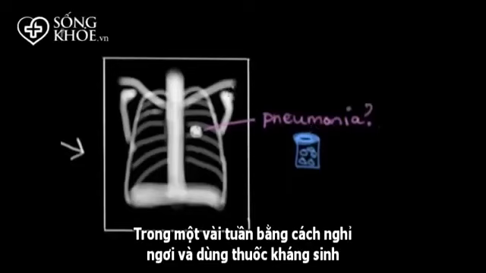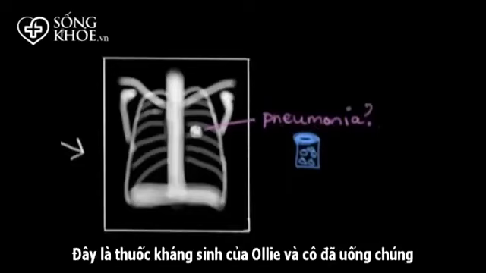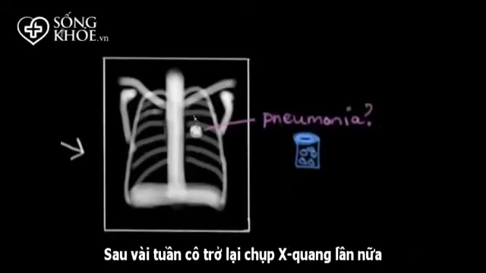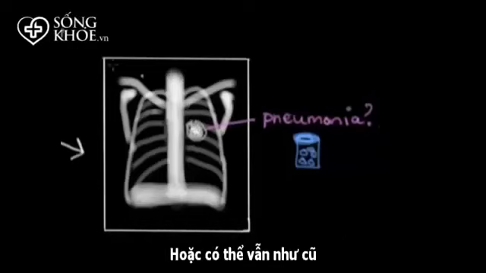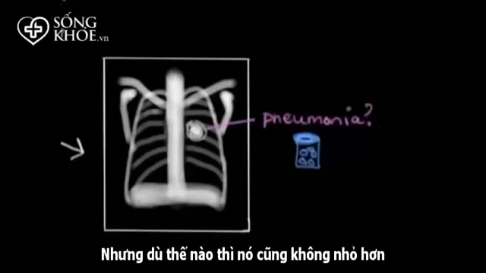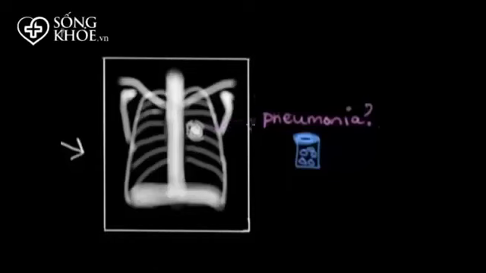So here, Ollie has antibiotics, and she takes them, and in a few weeks comes back for another x-ray, and the radiologist finds that the coin mass is maybe a little bit bigger, maybe about the same size, but either way it hasn't gotten smaller, so Ollie probably doesn't have pneumonia. So I'm erasing that here.